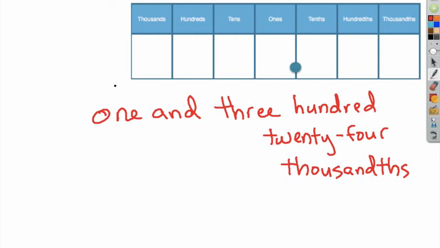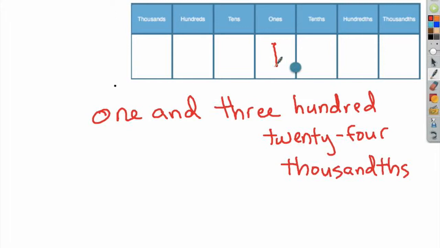Okay, this one was a little tricky for some of us. Let's look at this. If I have a number right here, what would that number be? 1,000. If I have a number here, what would it be? 100. Yep.